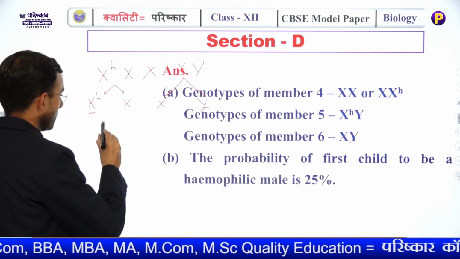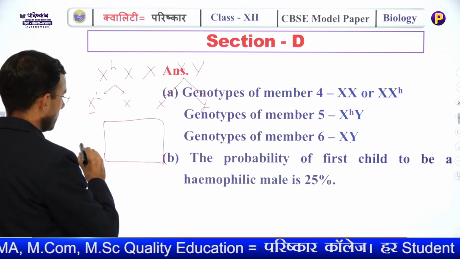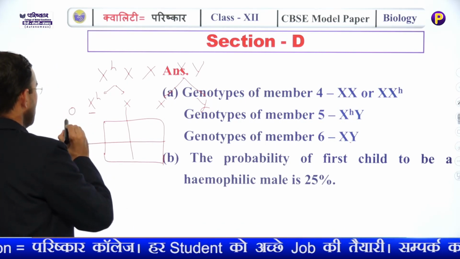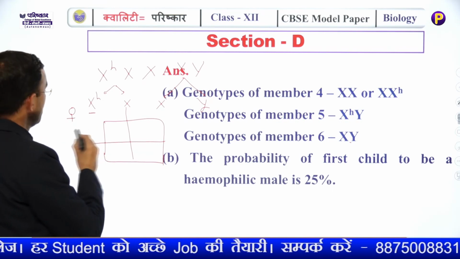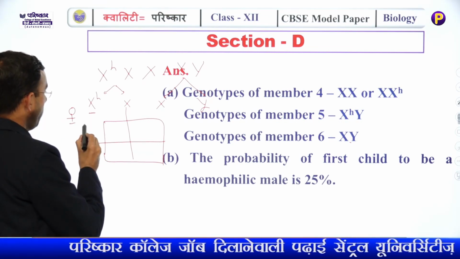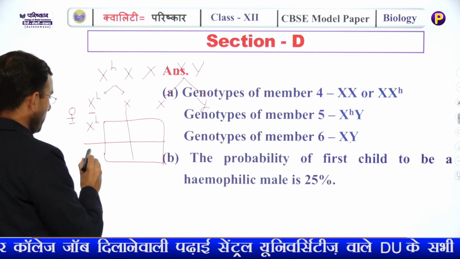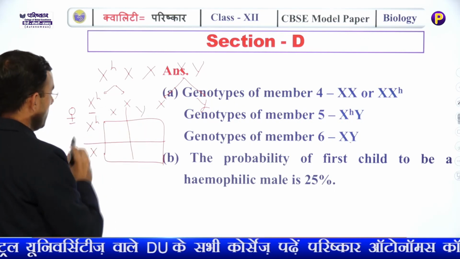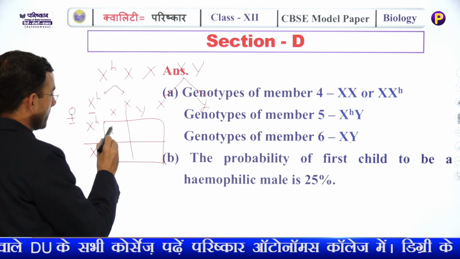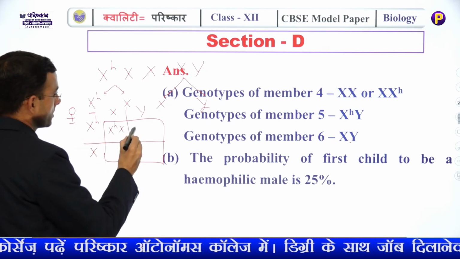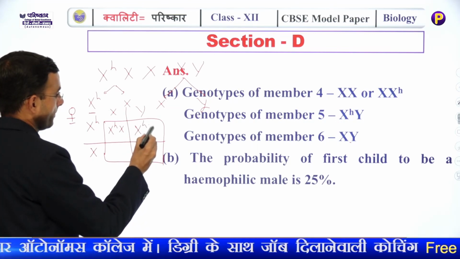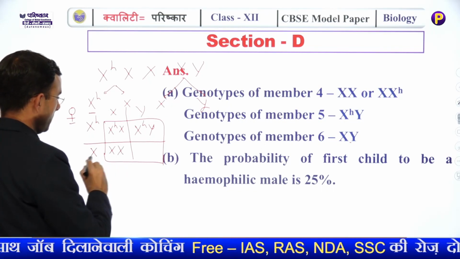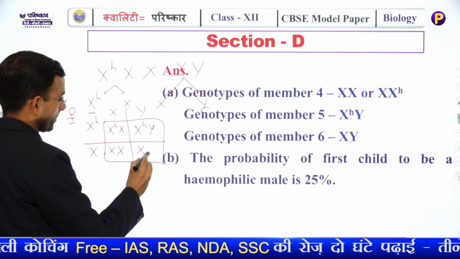So that is the Punnett square method. In that Punnett square method, look at this one. This one is the female gametes. These female gametes are the eggs, X and XH. On the other side, these are the sperm. Look, this egg is fused with this sperm, so this one is the combination. This sperm is fused with this egg, and this egg is fused with this sperm.